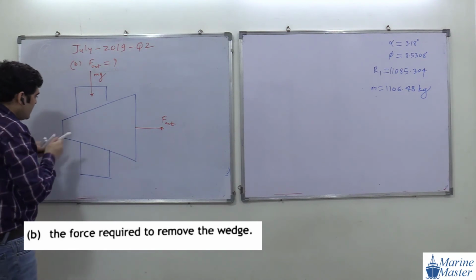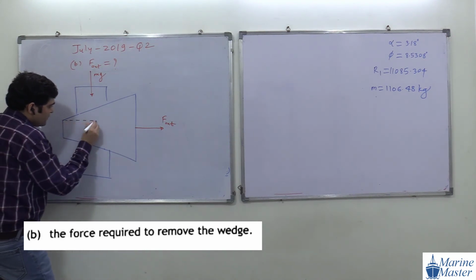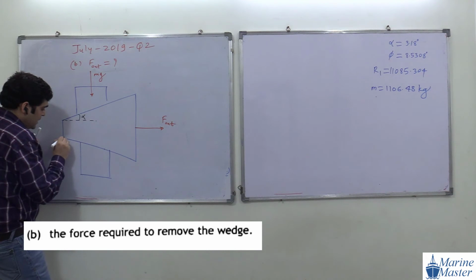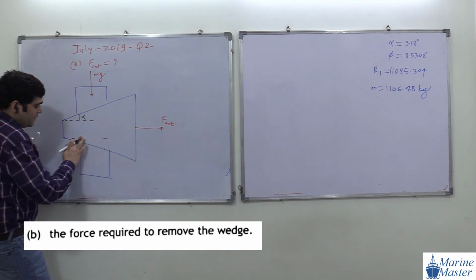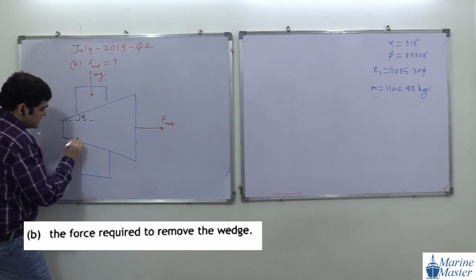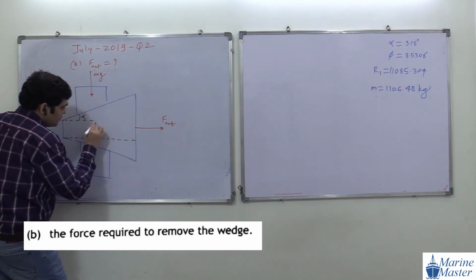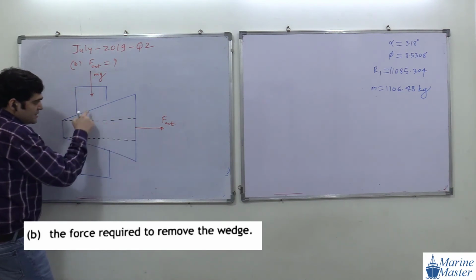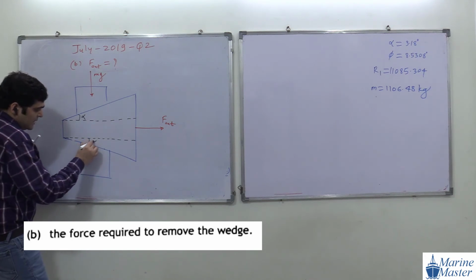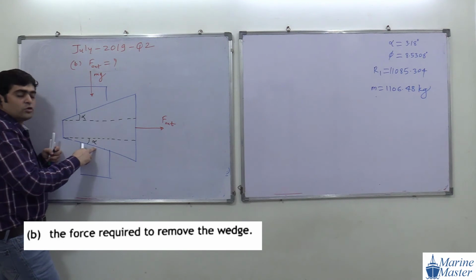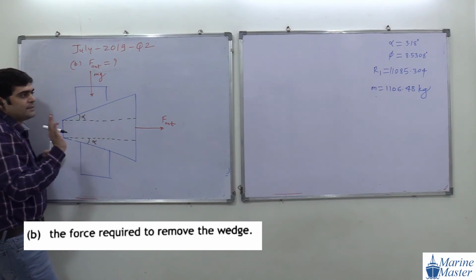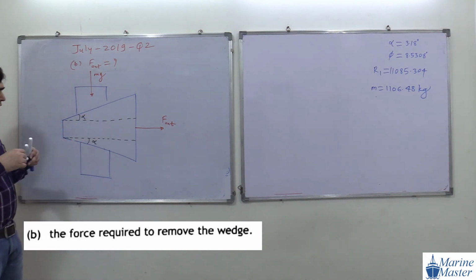This is what? Our angle of friction. This angle of this plane, alpha. Here also it is tapered the same on both sides. So that's why this is alpha. This angle is also alpha. Here also the coefficient of friction is the same, so phi is the same.